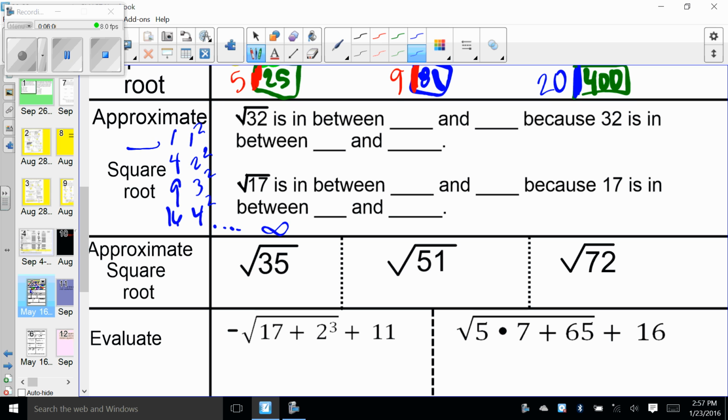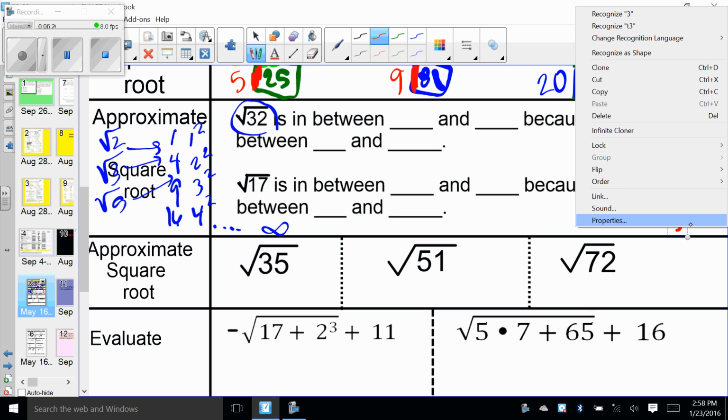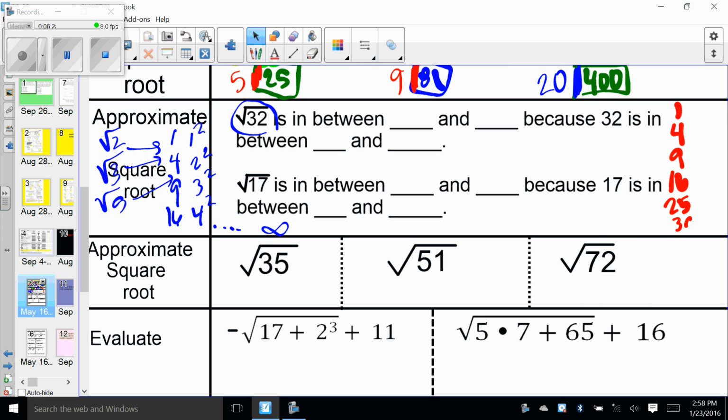What's true about the square root of 2, and the square root of 3, and the square root of 5? Well, those are not perfect squares. So we'd have to estimate when we have something like the square root of 32. We'd have to figure out, where is the square root of 32? Well, we know the perfect ones, so I'm going to list them over here on this side: 1, 4, 9, 16, 25, 36, and so on.